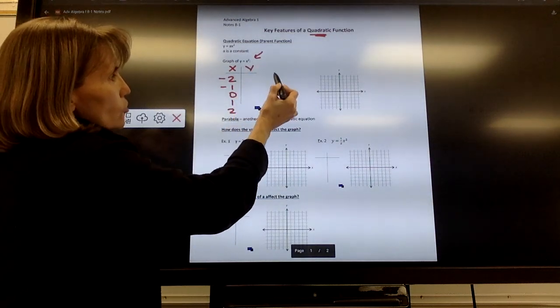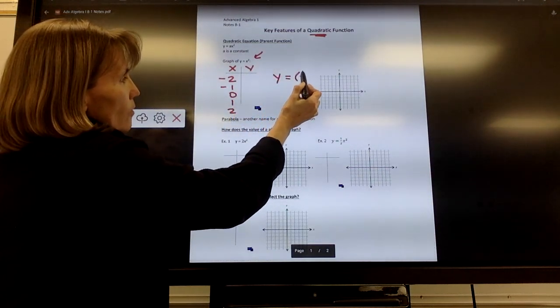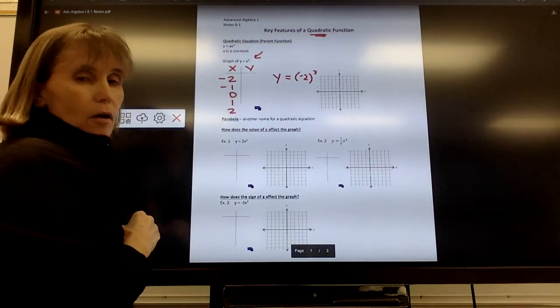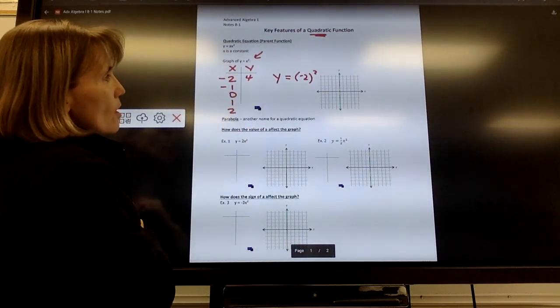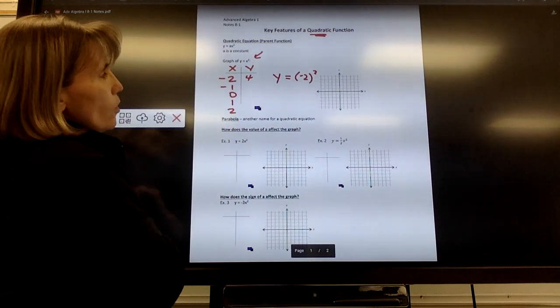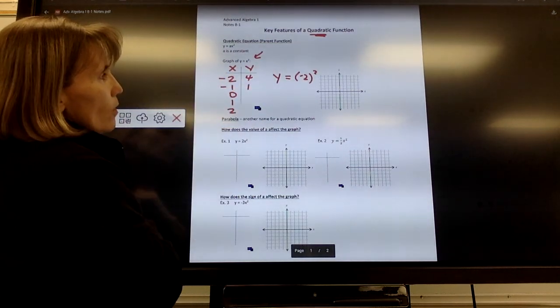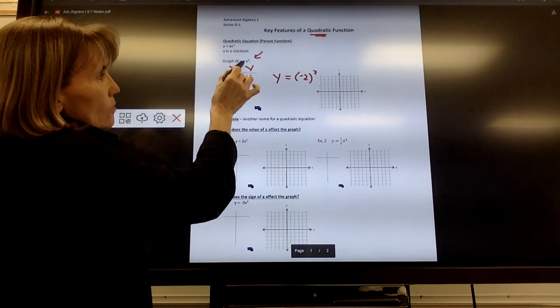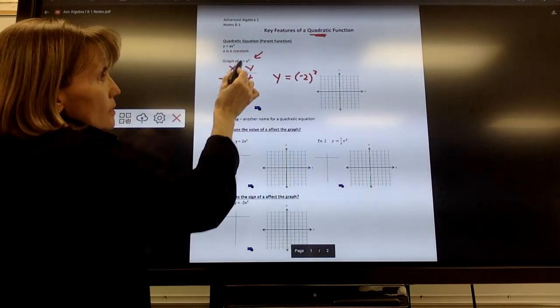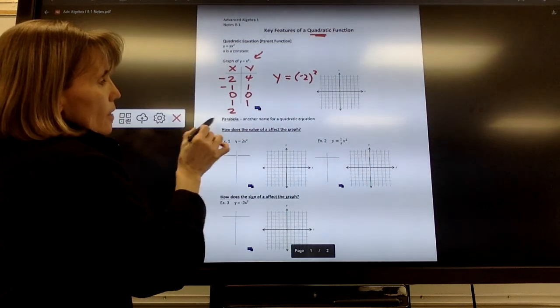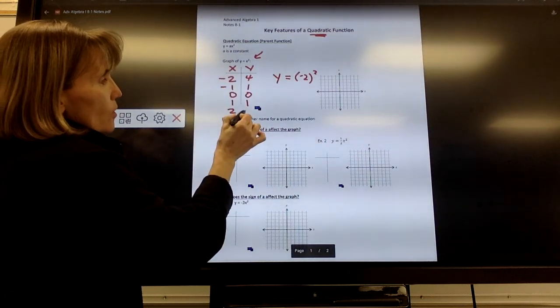So when I put negative 2 in, y equals negative 2 squared. What do I get when I square negative 2? Well, I get a positive 4. When I put in a negative 1 and I square it, I get a positive 1. When I put a 0 in and square it, I get 0. When I put in a positive 1 and I square it, I get 1. And when I put a positive 2 in and square it, I get 4.